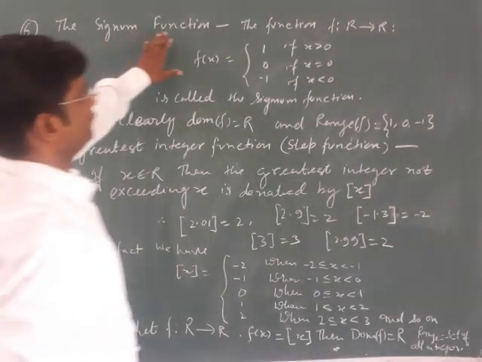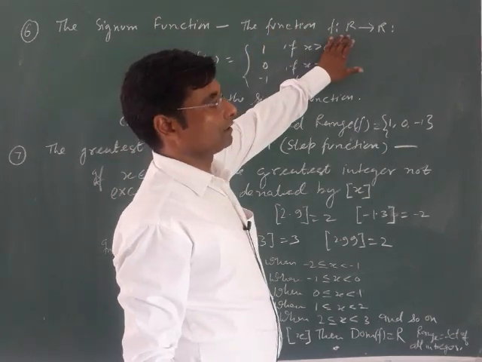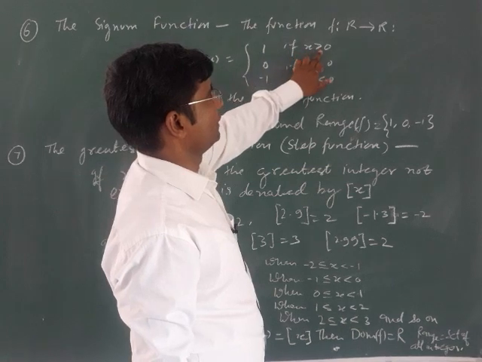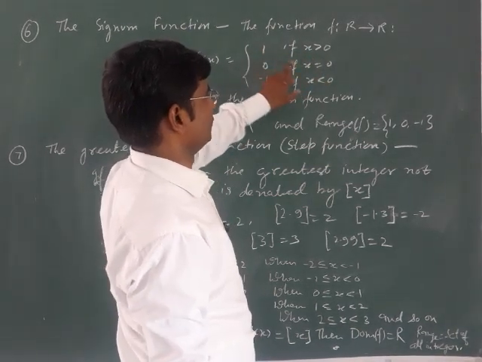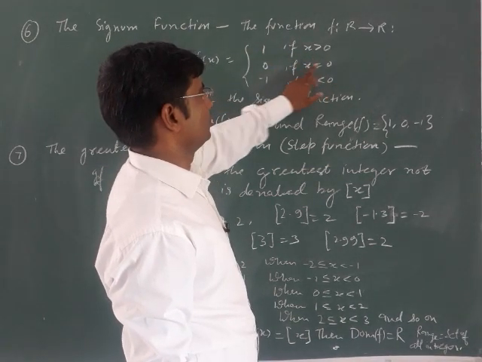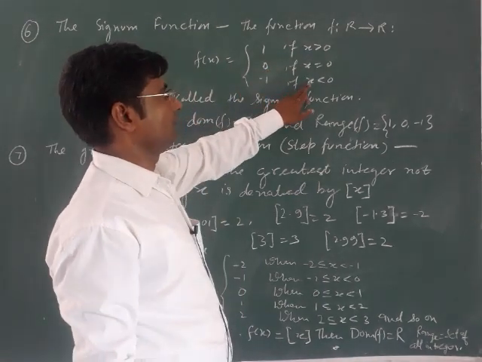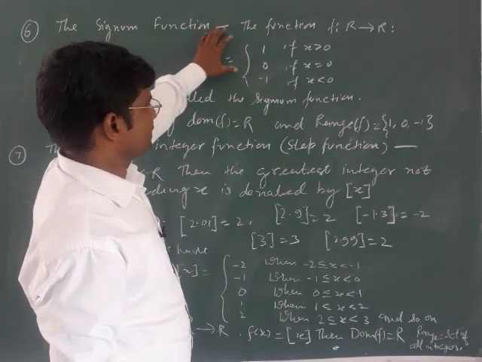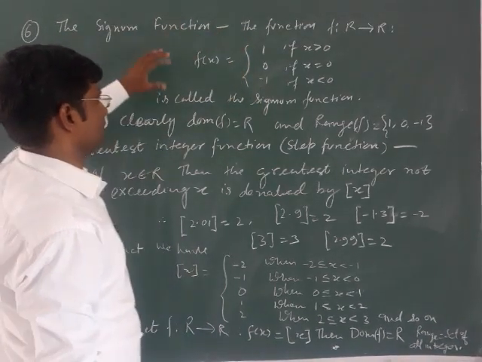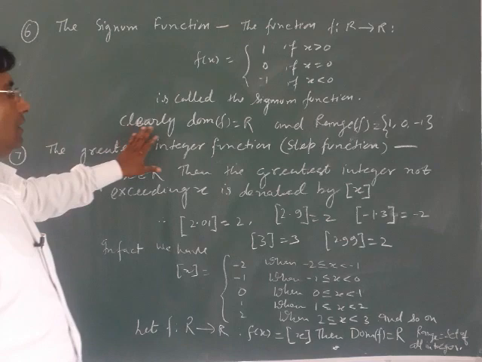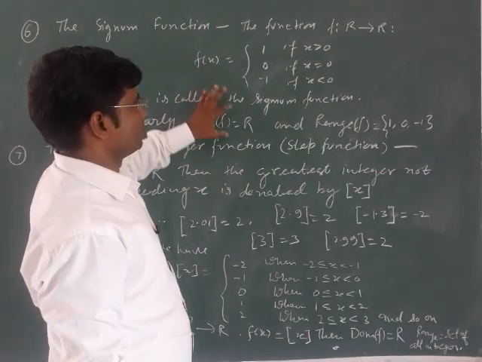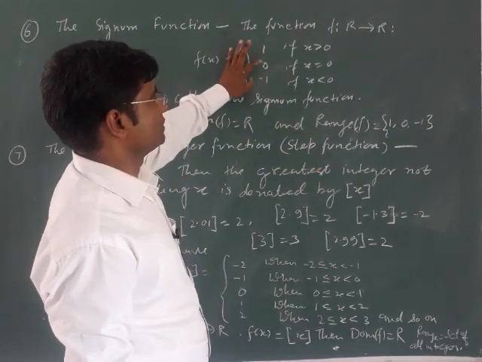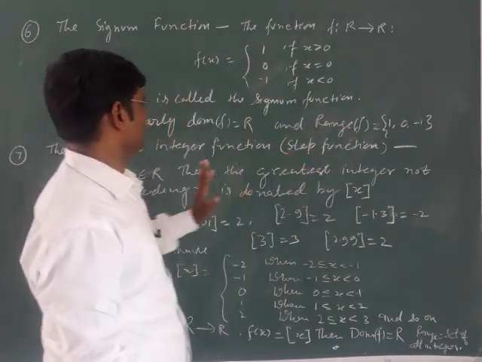6. The signum function. The function f from R to R, f(x) is equal to 1 if x is greater than 0, 0 if x is equal to 0, and -1 if x is less than 0. So these types of function are called signum function. The domain of the given function is the set of real numbers and the range of the function is 1, 0, -1.